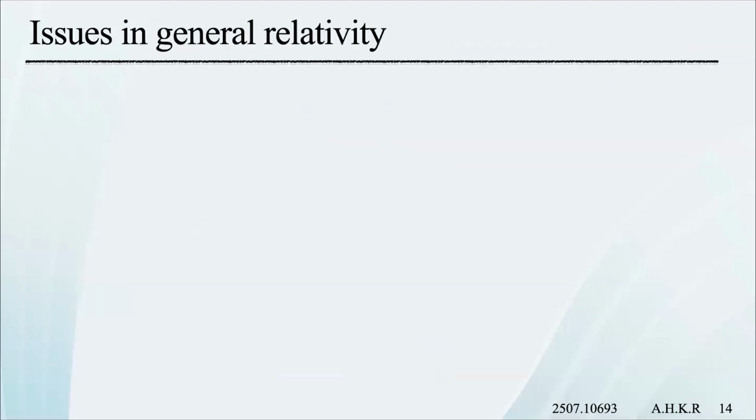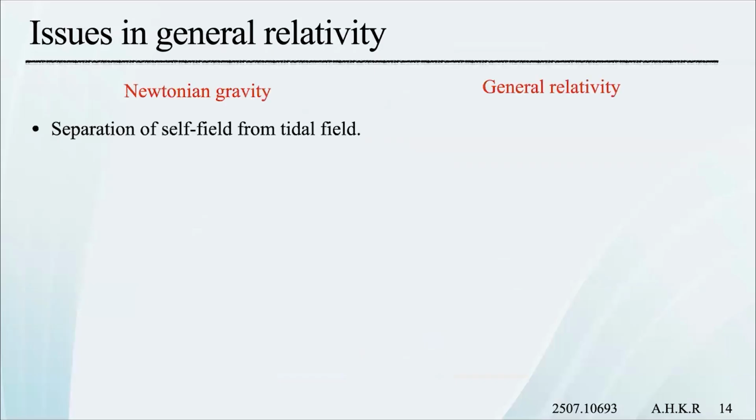Okay, so now let's contrast the Newtonian picture with the relativistic picture. The first thing that I emphasized was a separation of the self field from the tidal field of the star inside the star. That is not unique inside the star in general relativity. The reason is quite simple.